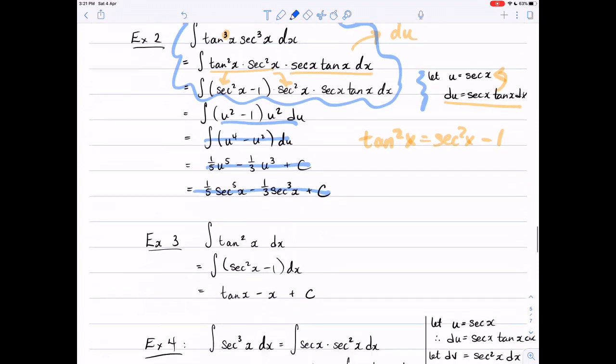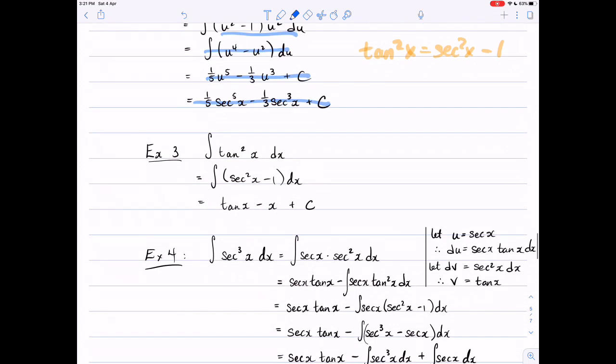Example 3 is delightfully short. What if we had tan squared? Well, if we had tan squared, then we just use that same identity, and then boom, it's done. Right? The antiderivative of secant squared is tan, antiderivative of 1 is x, and then plus c. So in certain cases, it's super easy.